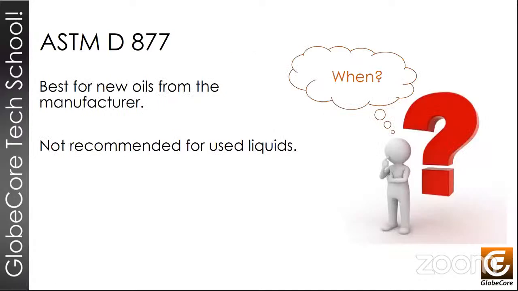So an interesting question that may arise now is when we should use the ASTM D877 method. This specific method is most widely used for the evaluation of new dielectric oils received from the supplier. However, this method is not recommended for insulating liquids after they're put in use or commissioned, which means that it's not recommended for transformers that are already in service. Next slide, please.